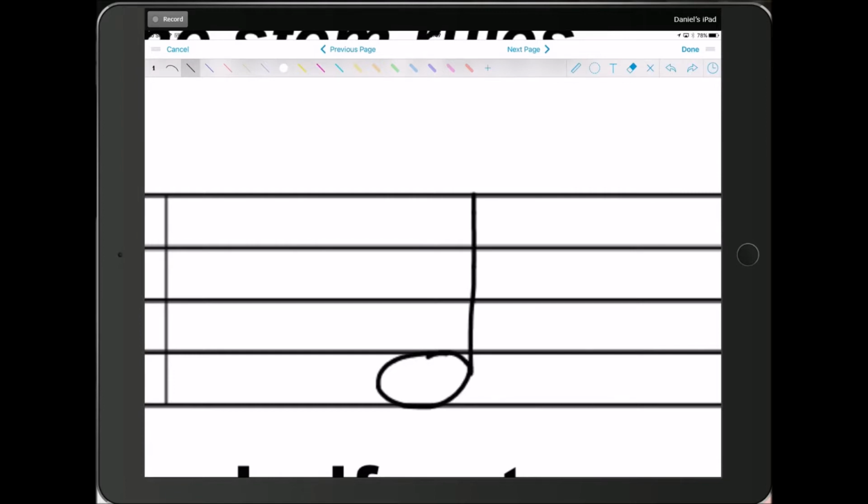Then we can draw a quarter note by just filling it in. And then we can make an eighth note by just giving it a flag. It's that simple. So whole note gets 4, half note gets 2, quarter note gets 1, eighth note gets half of 1. And those are all your notes, all the notes that you should know.